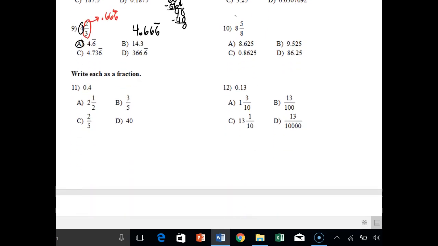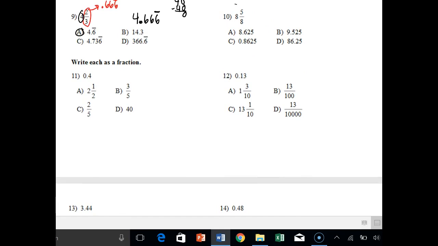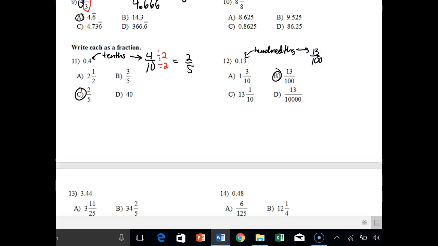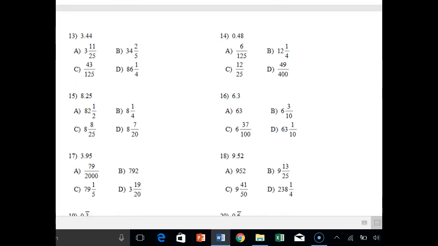All right, on to number 11. Write each as a fraction. Remember, all we're going to do here is label the place value. So this is the tenths place value, hence 4 over 10. And then we will divide by 2. You're showing all the work just like I am, and that gives you 2 over 5. So C, right? This is in the hundredths place value, so this one's actually going to be a little bit easier. It's 13 over 100, and you cannot simplify that, so B is your answer on that one. Look at that. Gave you an even problem.